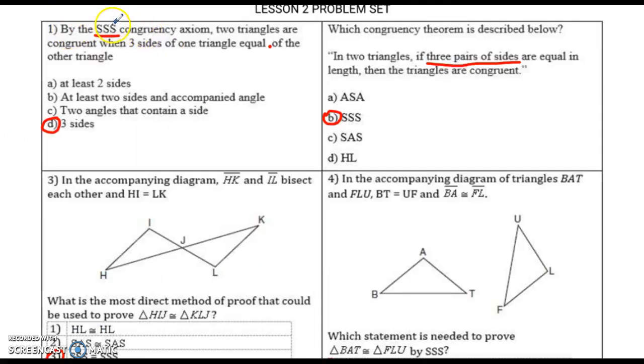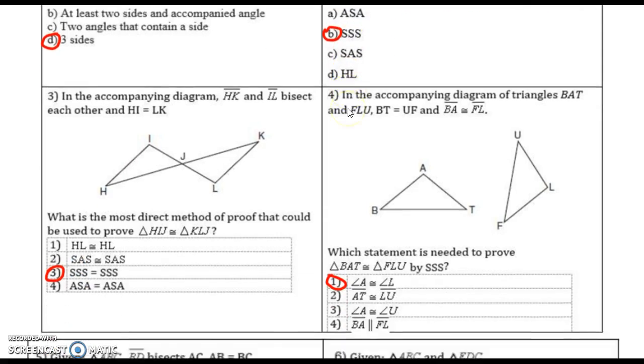All right, in question number 1, it says SSS Congruence Axiom, which is another way of saying SSS postulate or SSS theorem. It says two triangles are congruent when 3 sides of one triangle equal blank of the other triangle. That blank should be 3 sides. Here it says in two triangles, if 3 pairs of sides are equal in length, then the triangles are congruent. That, of course, is side, side, side.